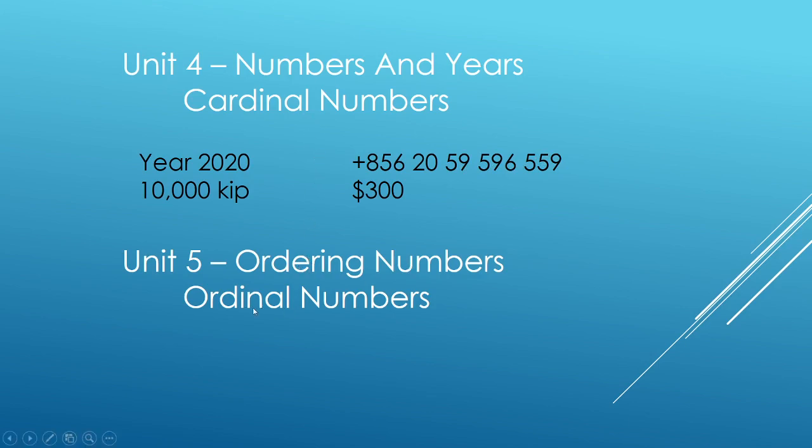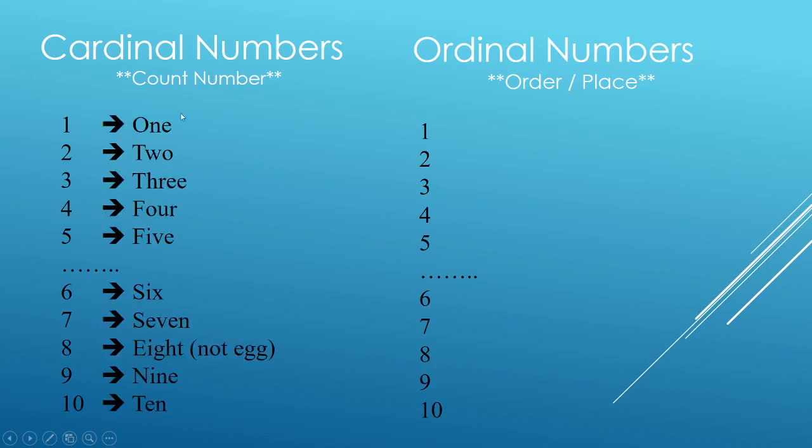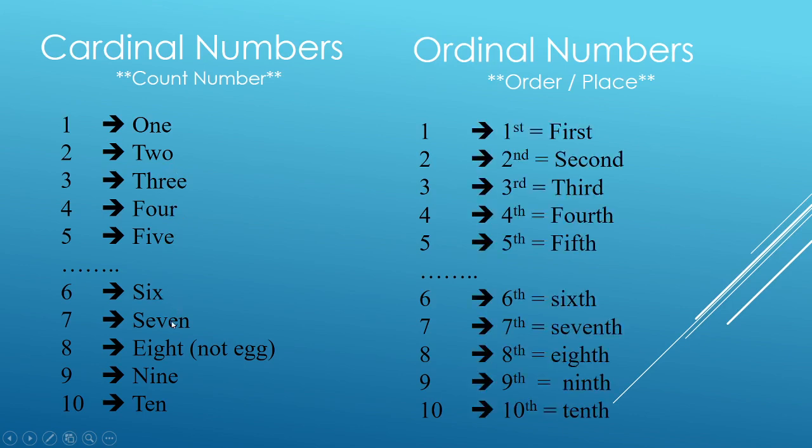And ordering numbers, we're talking about ordinal numbers, numbers with places. So we say first place, third floor, fifth street, and December 28th. Cardinal numbers are known as count numbers. We just count the numbers. And ordinal numbers right here are known as order or place. So we start out with our regular numbers. For cardinal numbers, we just say 1, 2, 3, 4, 5, 6, 7, 8, 9, 10.